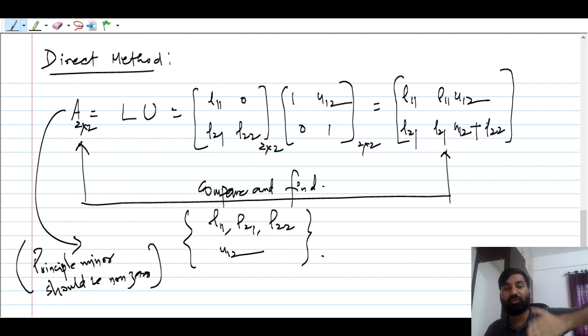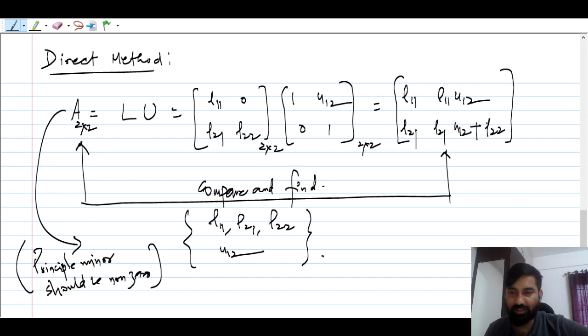A11 means first row and first column; you have to suppress them, and the remaining will give you the minor of A11, right? Okay, how to compare? Yes, how to compare means element wise. Look, suppose a matrix is given. How to compare?